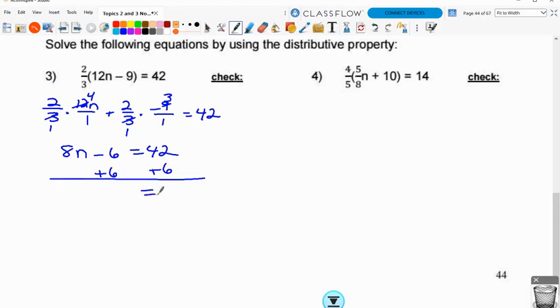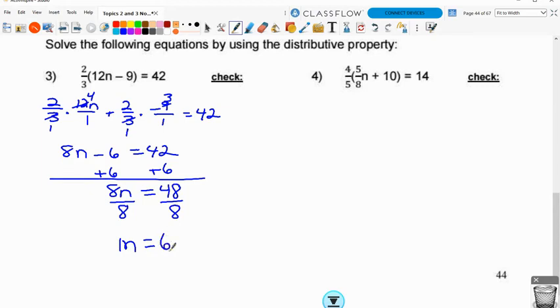All right, on the left, -6 plus 6 is 0, leaving us with just 8n. And on the right, 42 plus 6 is 48. So 8n equals 48. But we want the value of just 1n. Since it says 8n, we're going to have to divide by 8 to make 1n, which means on the right, we'll also divide by 8. 8n divided by 8 is the 1n, and 48 divided by 8 is equal to 6.